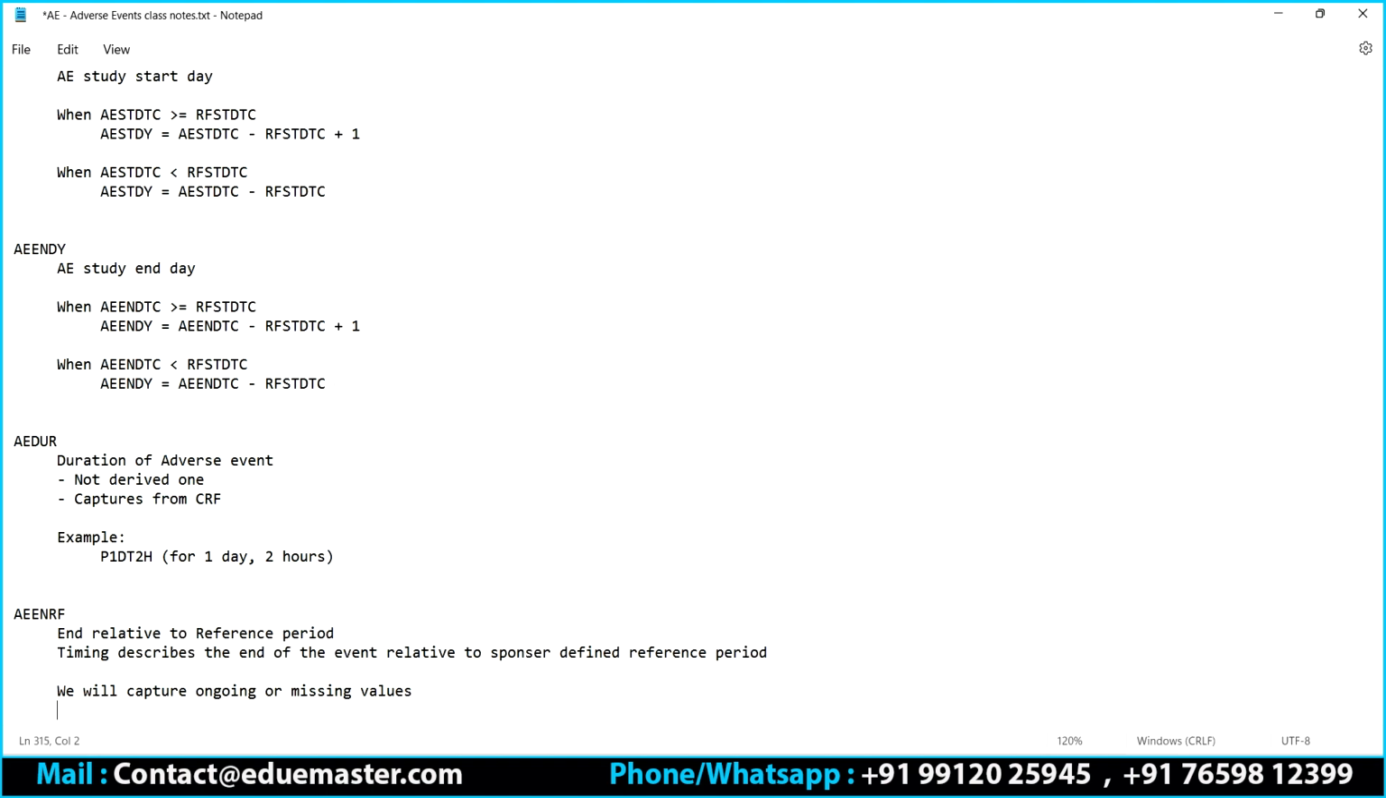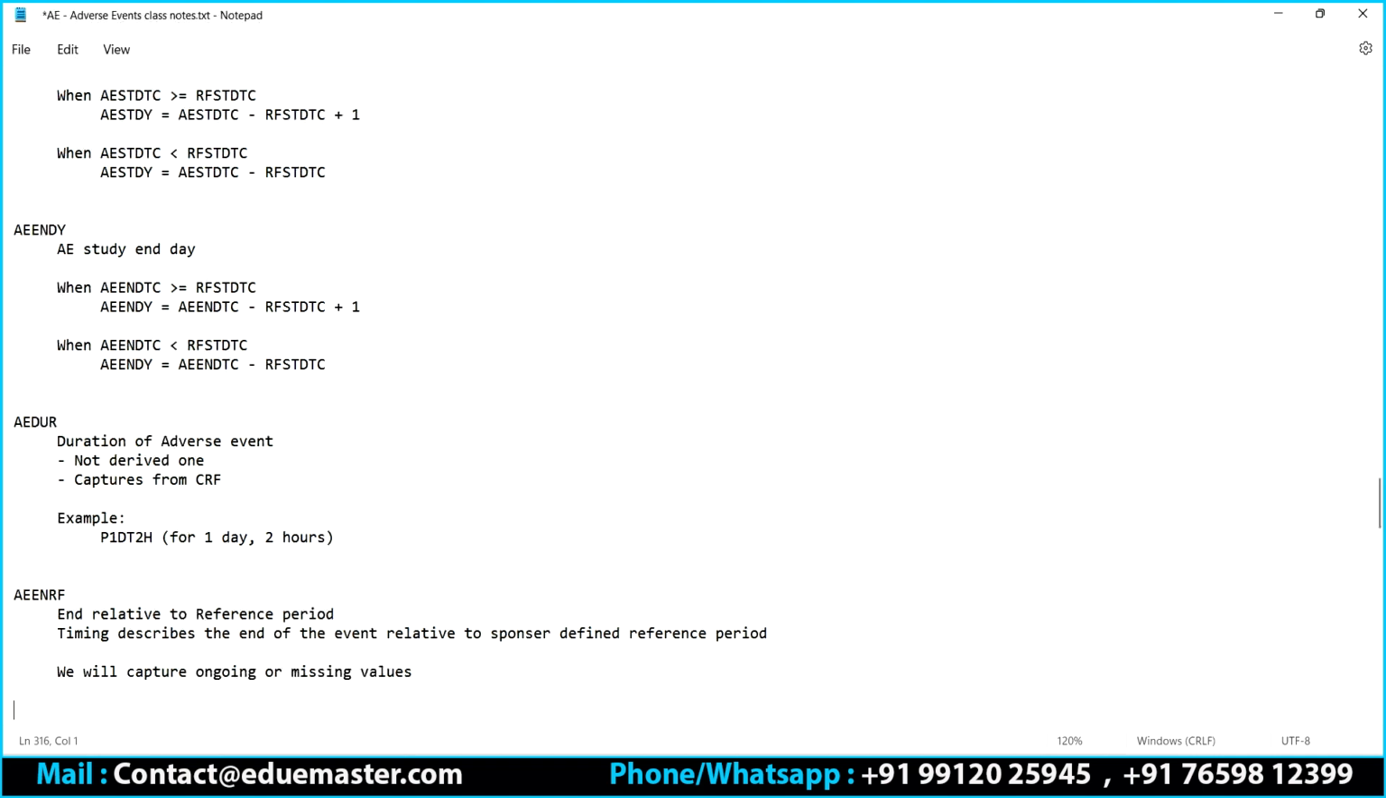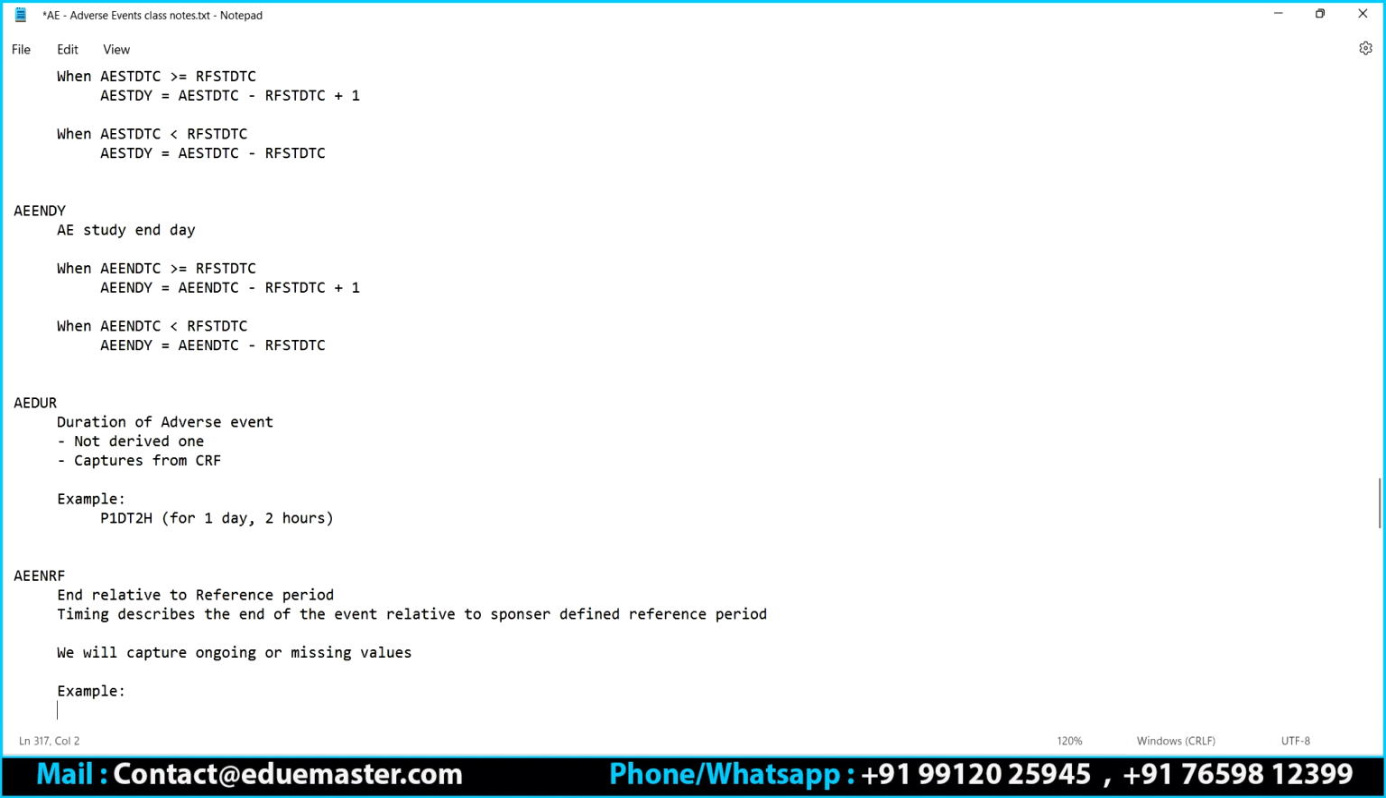So what exactly is it going to mention, right? Suppose I have start date and I have end date. For example, let's say I have AESDTTC, this is nothing but your adverse event start. My adverse event start is not equal to missing. And my adverse event end date and time is equal to missing.